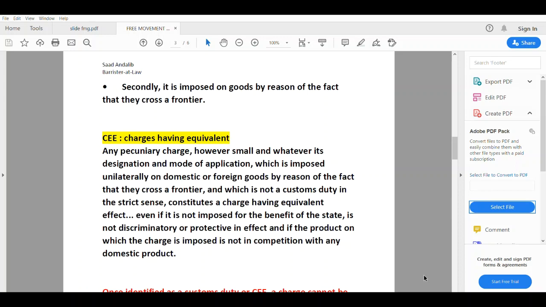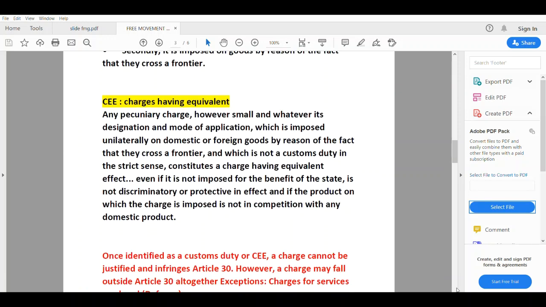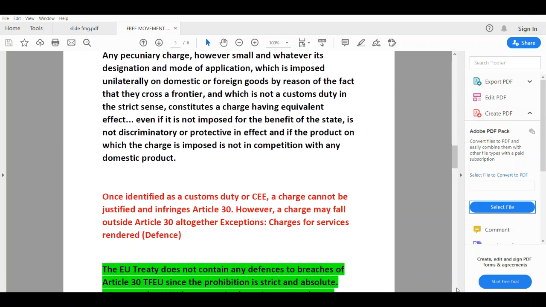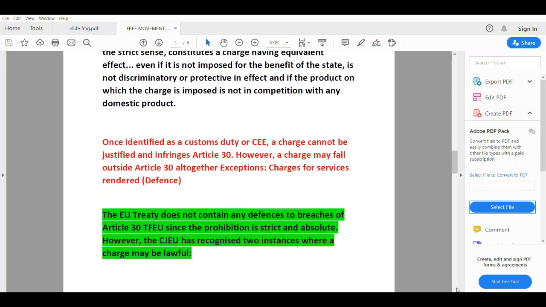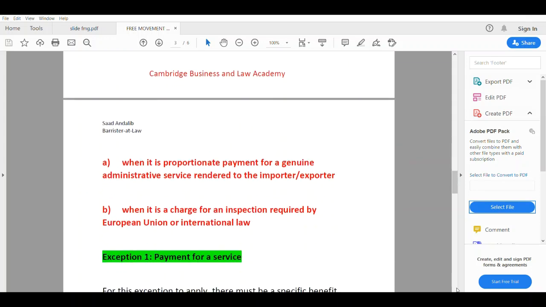It must be noted that customs duties and charges having equivalent effect are prohibited, and there is no exception in the Treaty which justifies any measure which can be termed a customs duty or charge having equivalent effect. However, if we consider the case law, we will find two exceptions to Article 30.